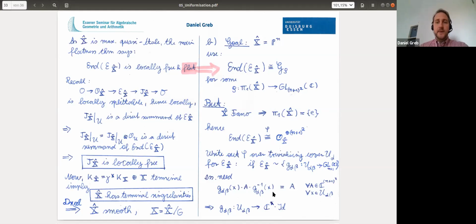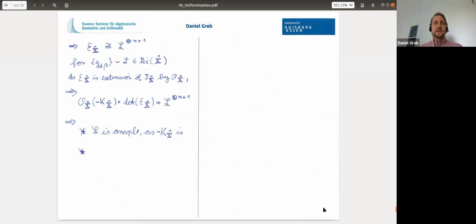What does this mean? This means that E of X hat is not just a vector bundle, it's a direct sum of line bundles. And the transition functions for the line bundle are these G alpha beta, which now take values in C star. So this means that E of X hat is a direct sum of rank n plus 1 of a line bundle, which I can compute from this G alpha beta. Okay, so that's where my line bundle appears.